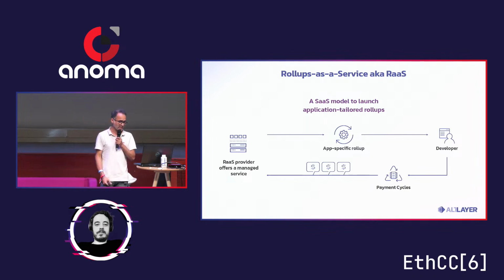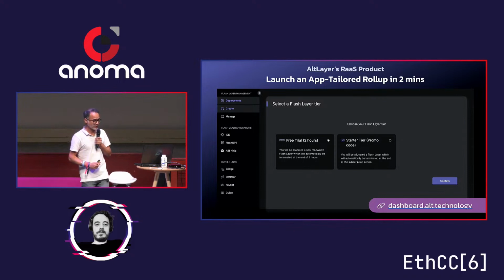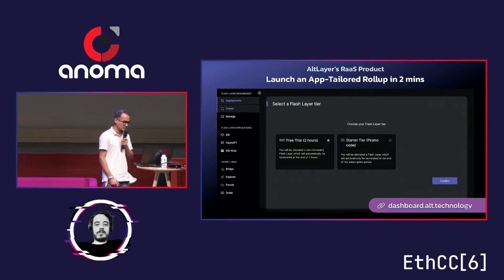And you could do that, and then you pay in some way. It could be a subscription cycle, it could be metric-based and whatnot. You pay this RAS provider some money to provide this service to you. So it's a very SaaS model, a very traditional Web 2 model. This is what we offer at the moment at Altlayer. Altlayer has a RAS product which is actually live. You could go to the dashboard and deploy rollups from there. It takes about 2 minutes for the rollup to be fully functional.